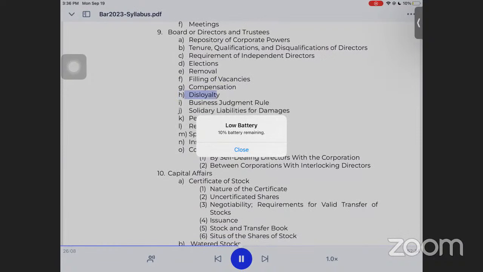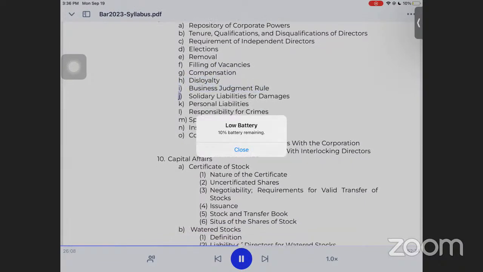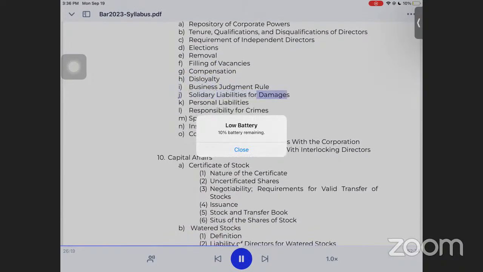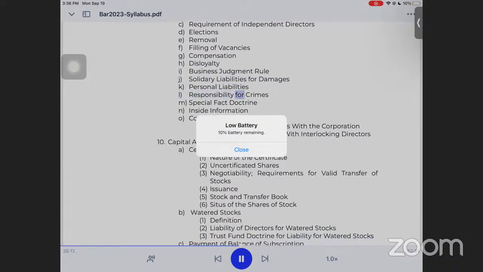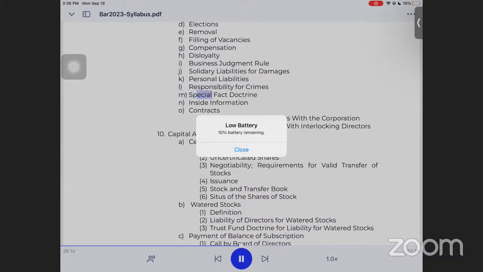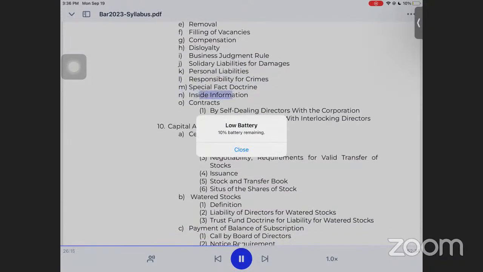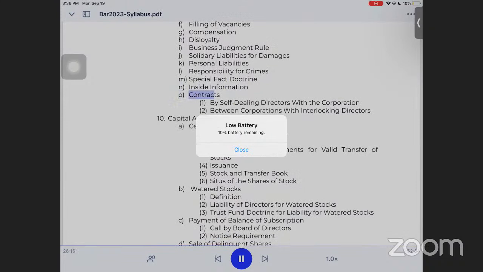H. Disloyalty. I. Business judgment rule. J. Solidary liabilities for damages. K. Personal liabilities. L. Responsibility for crimes. M. Special fact doctrine. N. Incident formation. O. Contracts.